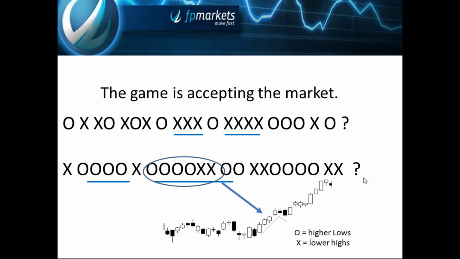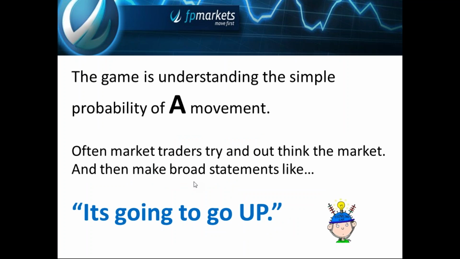And what that looks like in price movement in this example, the zeros could simply be higher highs. So in this particular example, we've got 4 higher highs in a row and then 2 lower highs, XX, and then as the market moves on through there. So all it is is a short outcome within a larger movement of price, but whatever's going on here has the capability of producing this type of pattern. So the game is understanding simple probability of a movement.